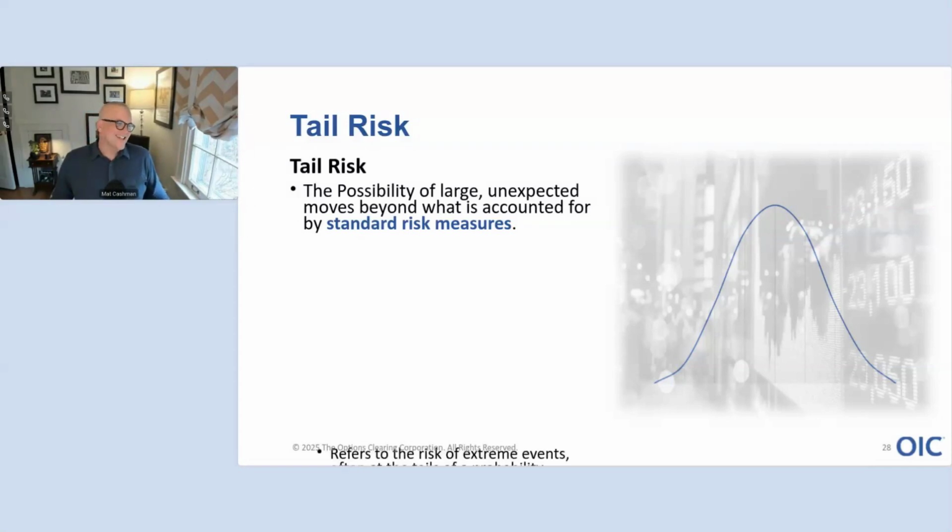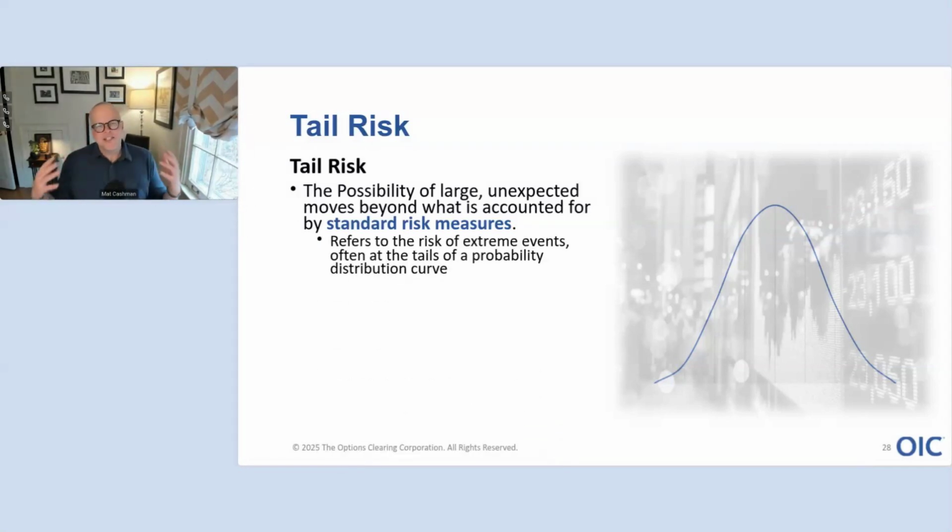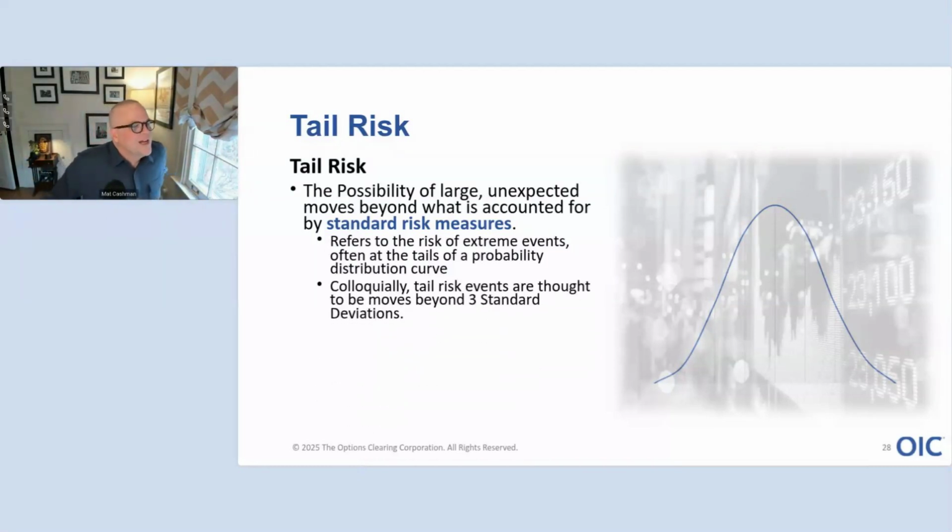I think it does. It refers to the risk of these extreme events, often at the tails. That's the reason why it's called tail risk, because you're talking about the tails of the probability distribution, these little curvy little tails at the end that do this. That's what tail risk is. Colloquially, tail risk is really defined as 3 SDs or more away from the mean.